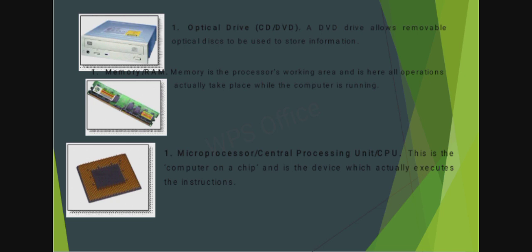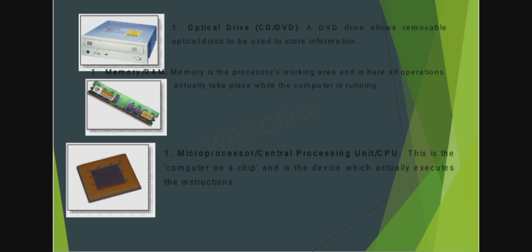Third, optical drive or CD, DVD, and etc. A DVD drive also allows removable optical discs to be used to store information. You will also see the photo of the optical drive.